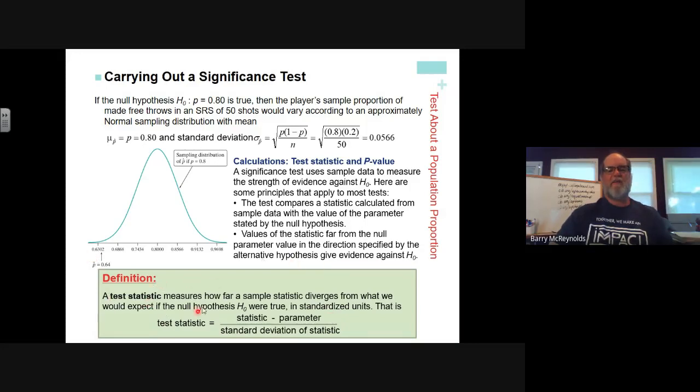Remember this test statistic. It reminds us of a z-score, where we're taking a statistic against the population parameter divided by the standard deviation of the statistic. So we're going to go back up here for the statistic and the standard deviation. We're going to use the mean of p hat and the standard deviation of p hat. By the way, this formula will be on your formula sheet.